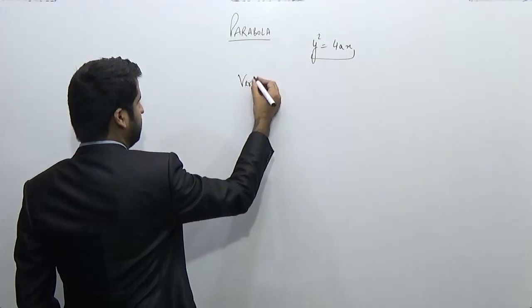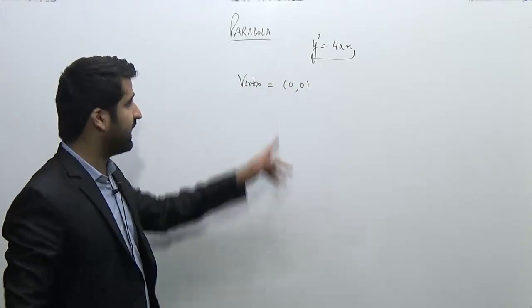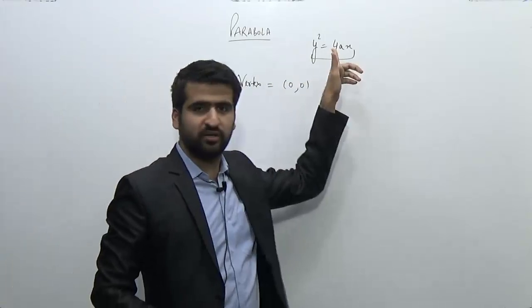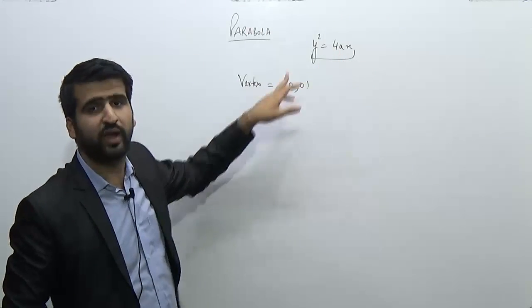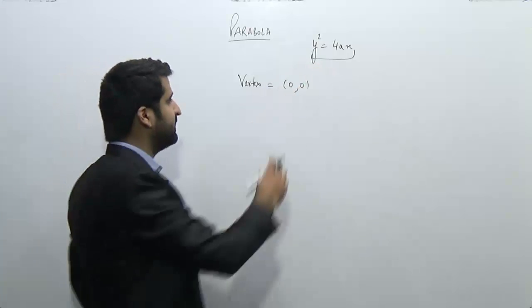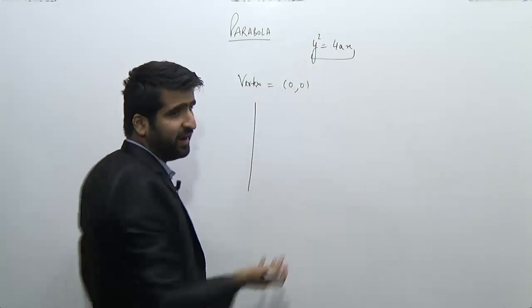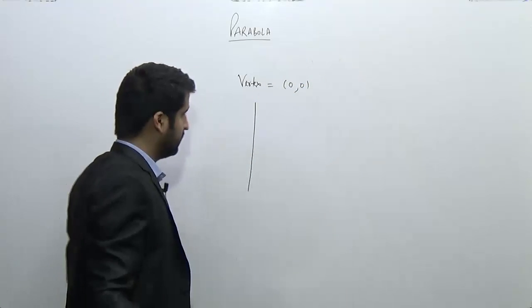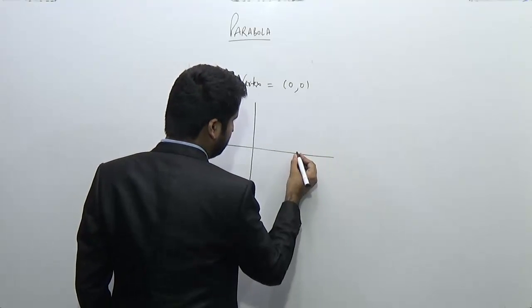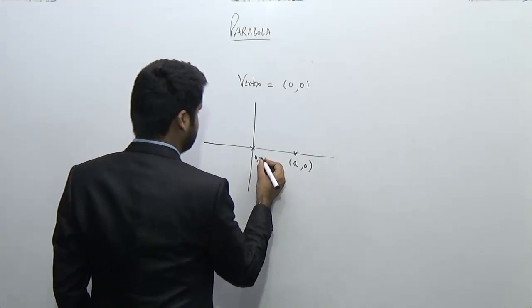We know that the vertex of this parabola is 0, 0. We can easily check that by putting the value of 0, 0 over here, and it satisfies. That means that this point 0, 0 lies on the parabola, and this will be the vertex of this parabola. Okay. So how do we find this equation? Let's assume a parabola whose focus is at a, 0 and the vertex is at 0, 0.